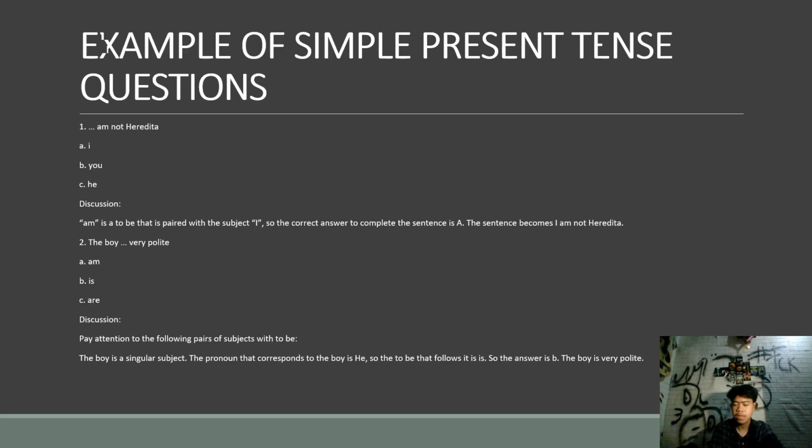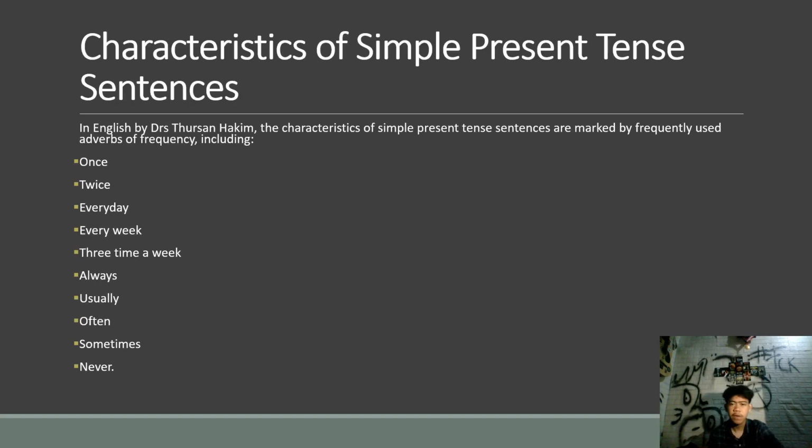Characteristics of simple present tense sentences in English. The characteristics of a simple present tense sentence are marked by frequently used adverbs of frequency, including once, twice, every day, every week, three times a week, always, usually, often, sometimes, never.